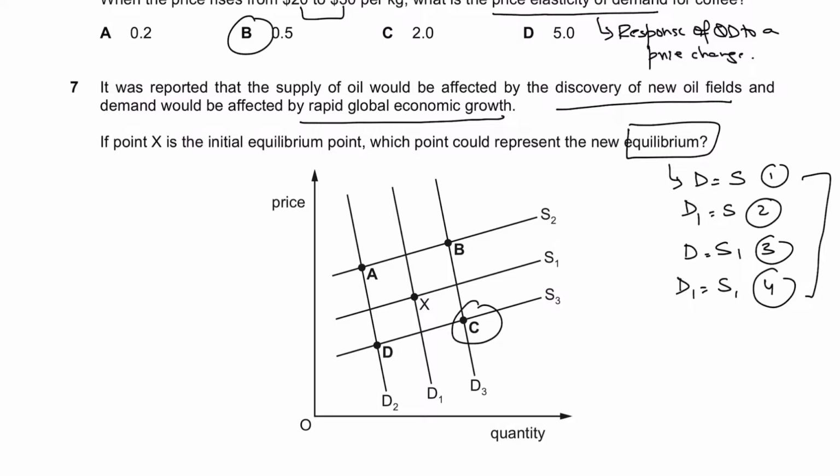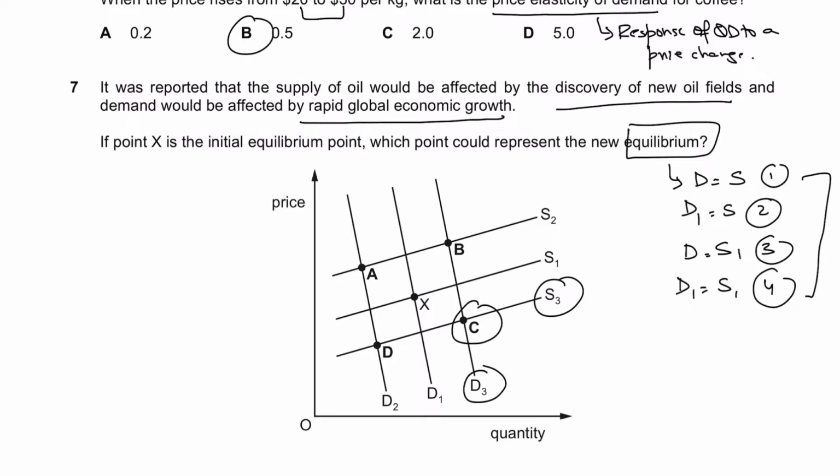Why? Because the discovery of new oil fields affects supply, and demand would be affected by rapid global economic growth. So obviously when there's rapid global economic growth, what is going to happen? Definitely it will increase your demand, because when your incomes are rising, your demand will actually increase, and demand for oil will increase because of more economic growth, since more businesses are expanding, so they would definitely need more oil. So demand for oil will rise, and since more oil is now discovered because of new oil fields, supply of oil will also rise. So just like I said, the new demand curve is intersecting the new supply curve.